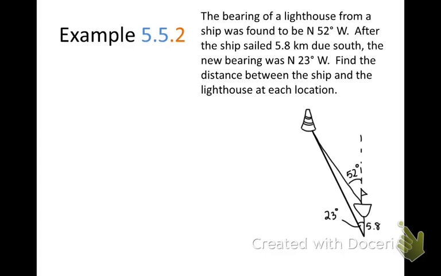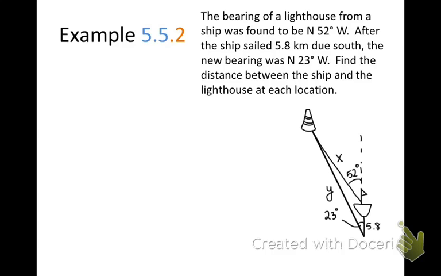Yeah, okay. So what we need to do is find the distance between the ship and the lighthouse at each location. So I need to find that distance from the ship to the lighthouse and that distance from the ship to the lighthouse. Can you guys see what's going on here? I know I didn't draw that very big at all. How am I going to do this? I'm going to draw a better triangle off to the side that represents exactly what's going on here, so that I can see where everything is.